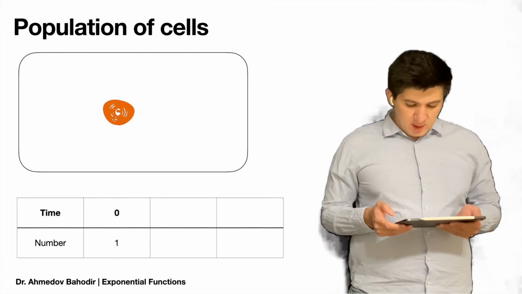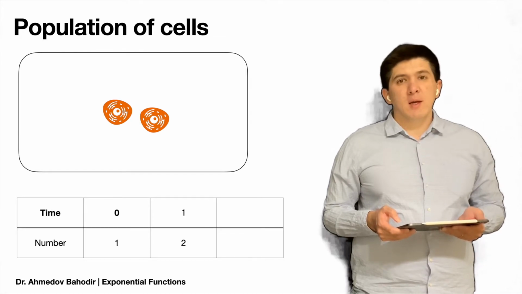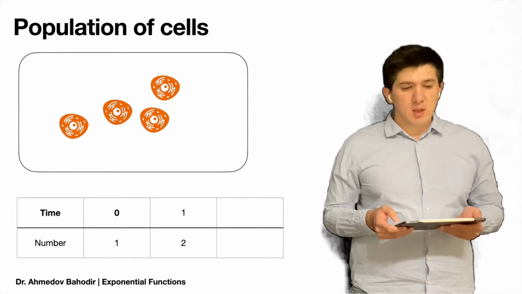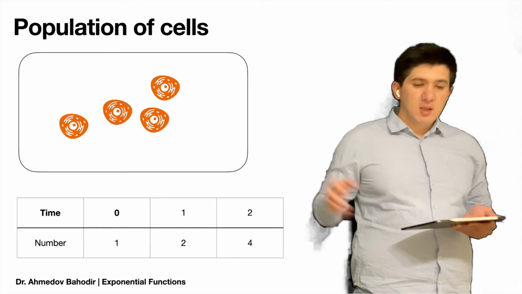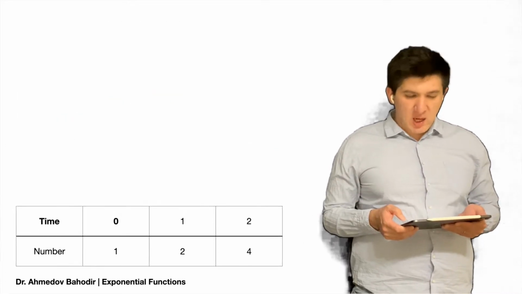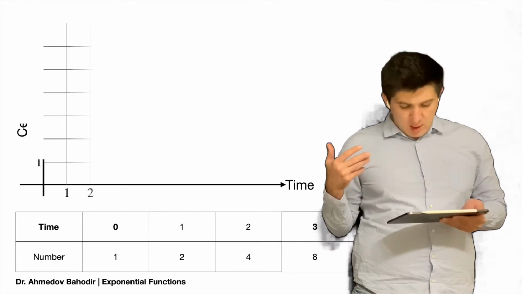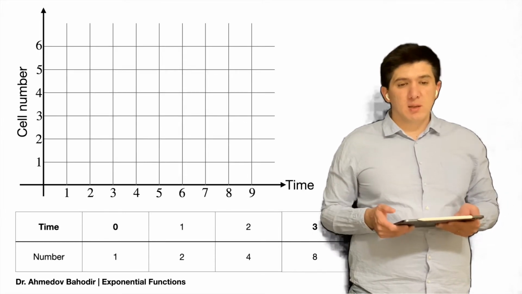After 1 second, when the time is equal to 1, the number of the cells is equal to 2, and after 1 more second, when the time is equal to 2, the number of the cells is equal to 4. So I just would like to continue this table. For example, when the time is equal to 3, it's going to be equal to 8 cells. When the time is equal to 4, the number of the cells is 16, and so on.